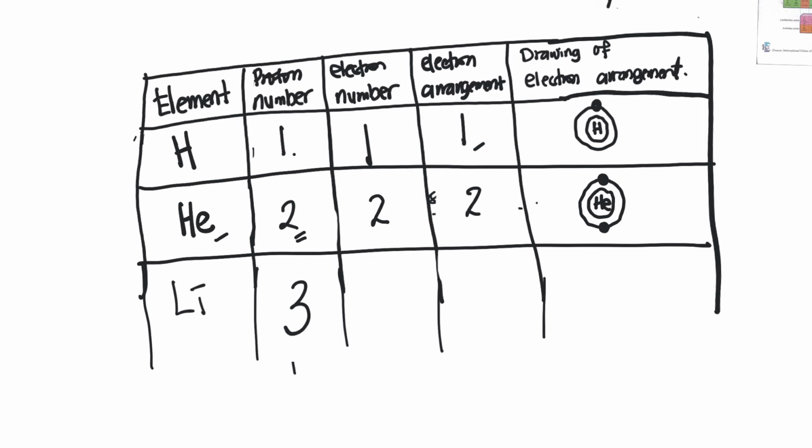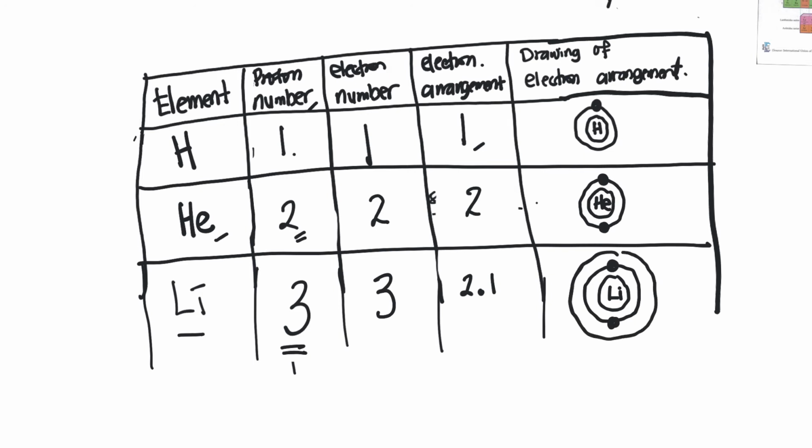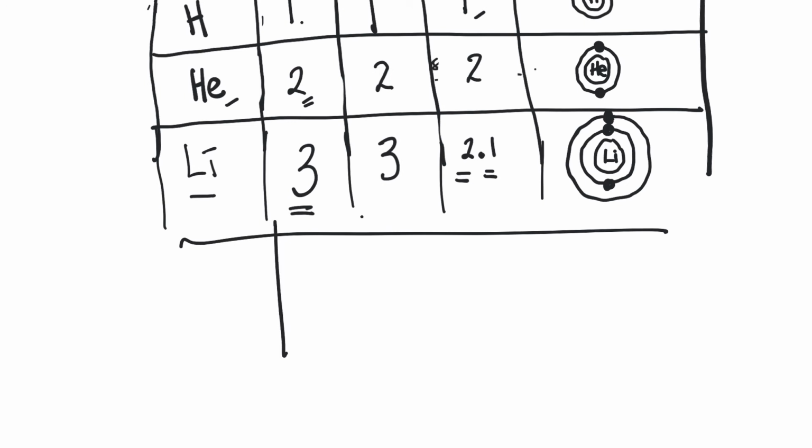Okay, so the third one is lithium. Lithium has 3 as the proton number. So the electron number should be 3 also. How to arrange it? The electron arrangement should be 2.1. So we start with the symbol and then the nucleus. The first shell is occupied with 2 electrons. The second shell will be occupied with 1 electron. So it will be 2, 1. So you are going to draw until element number 20. Please refer to your periodic table of elements.